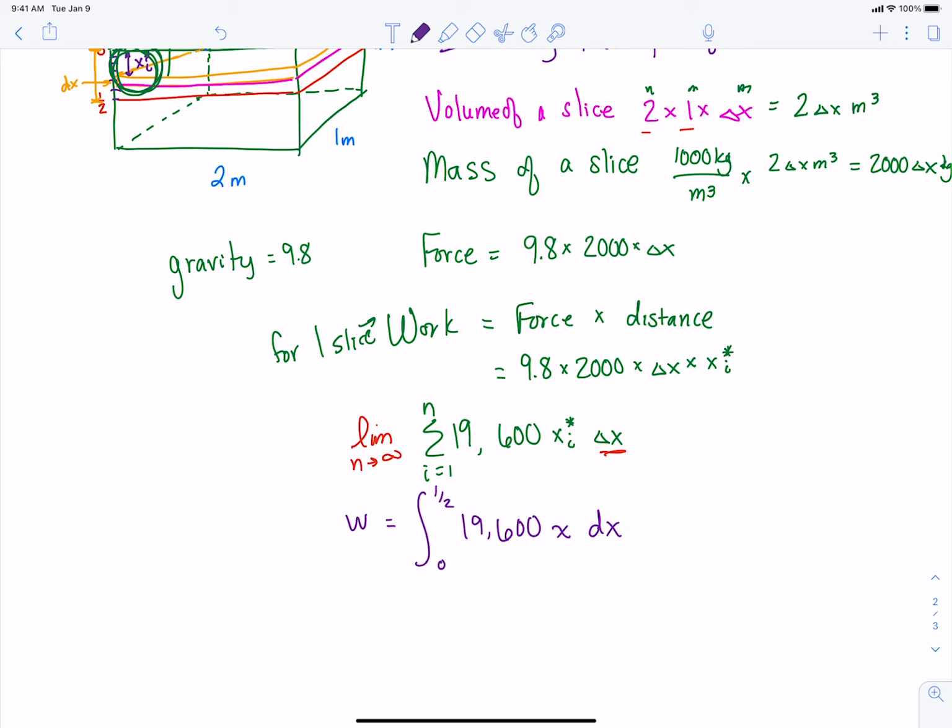So we've got that force function, and that's what we're taking the integral of. And let's see here, what do we end up with? 19,600 divided by 2, x squared, from 0 to 1/2. And I assume you guys can plug in these numbers and you get 2,450. And again, this is in joules.